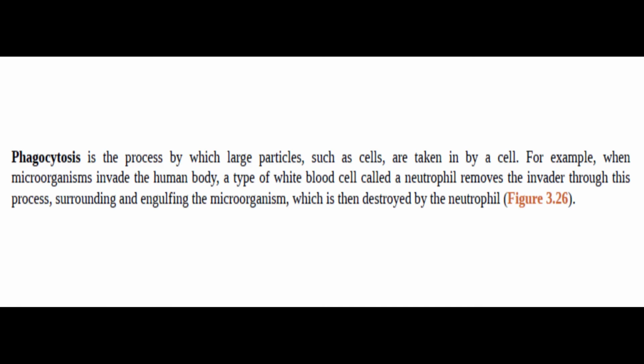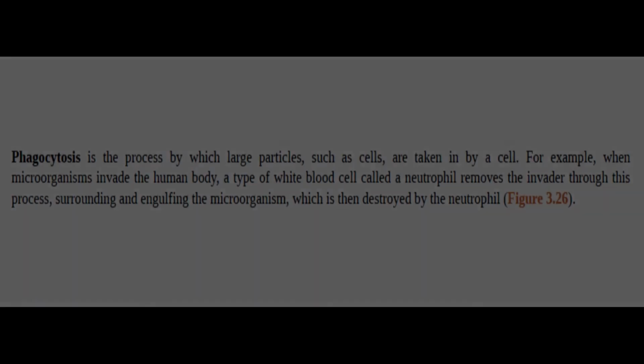Phagocytosis is the process by which large particles, such as cells, are taken in by a cell. For example, when microorganisms invade the human body, a type of white blood cell called a neutrophil removes the invader through this process, surrounding and engulfing the microorganism, which is then destroyed by the neutrophil.